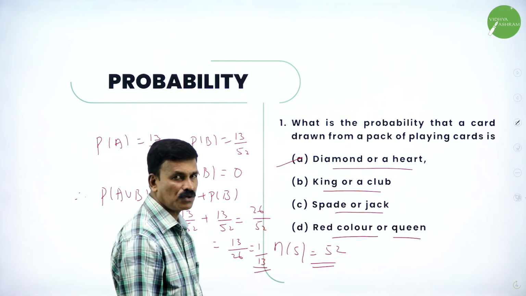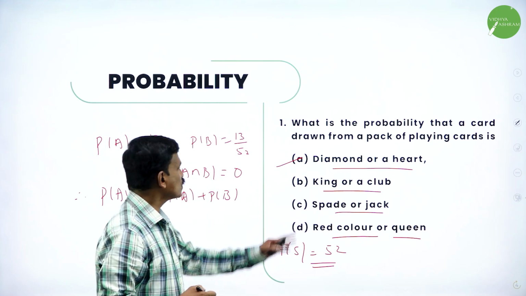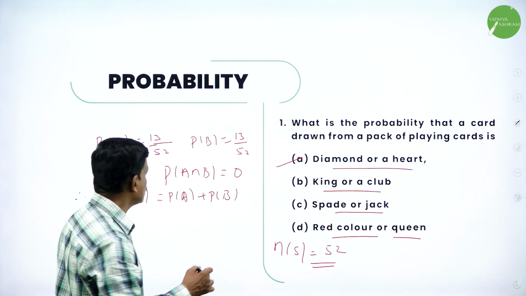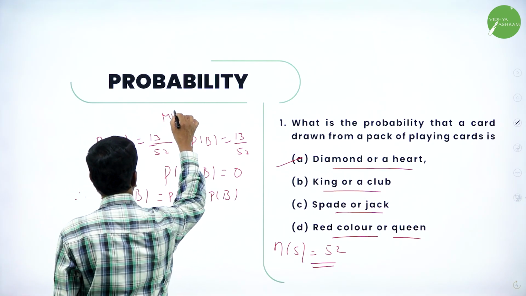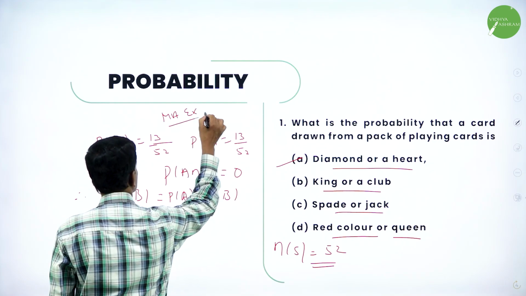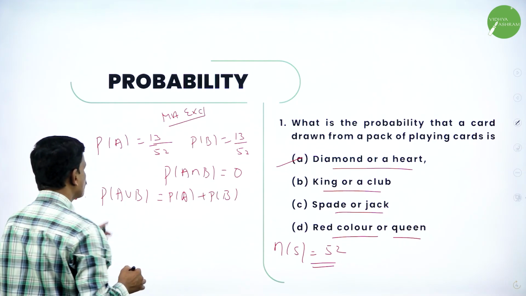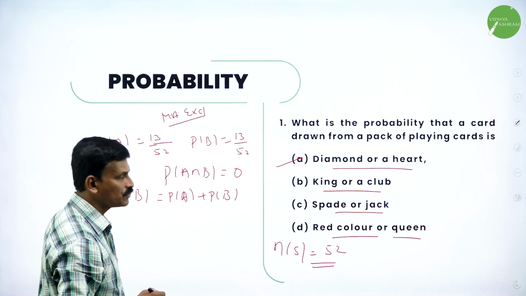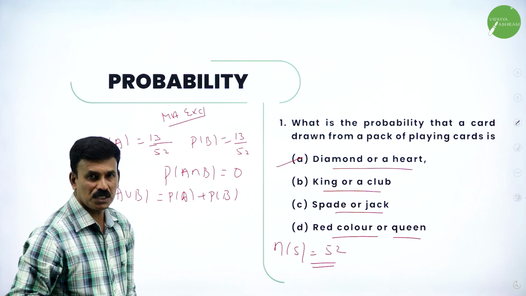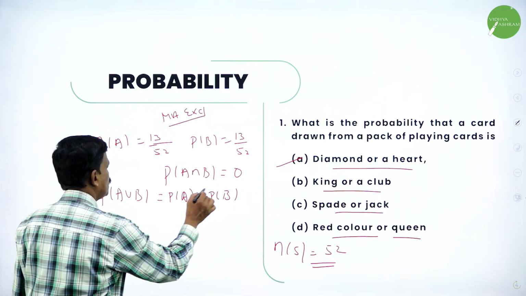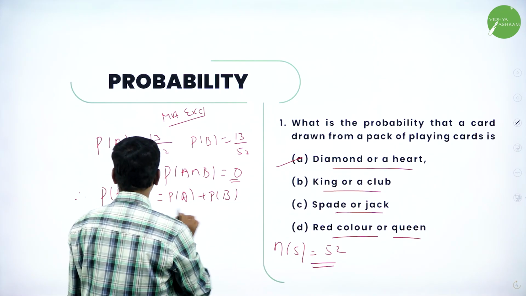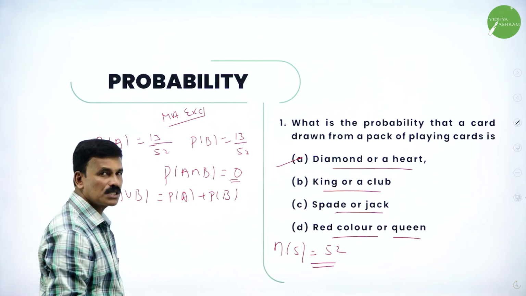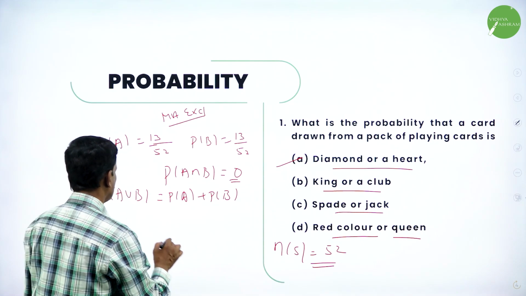That's it. Hope you followed, right? Now listen. So diamond or a heart is nothing but mutually exclusive events. Therefore probability of A is 13 by 52. Probability of B is 13 by 52. Probability of A intersection B is a null set. So probability of A union B is equal to probability of A plus probability of B.